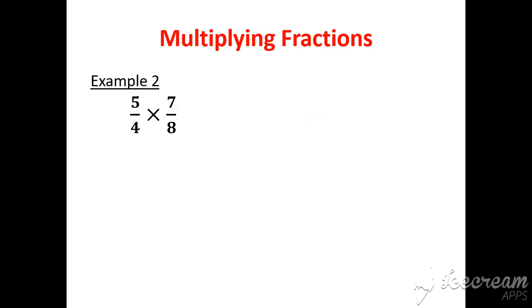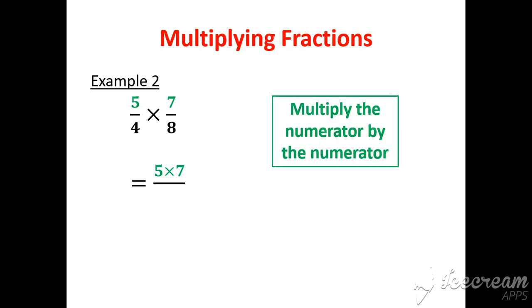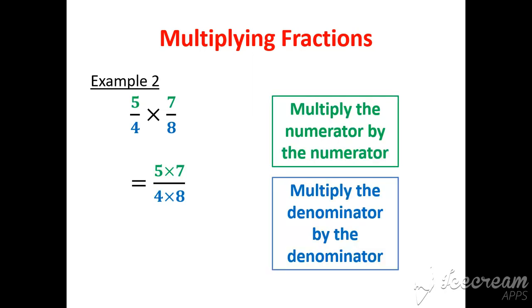Okay, example 2, 5/4 multiplied by 7/8. Top times top, bottom times bottom. 5 times 7 is 35. 4 times 8 is 32. So the answer is 35/32. Done.